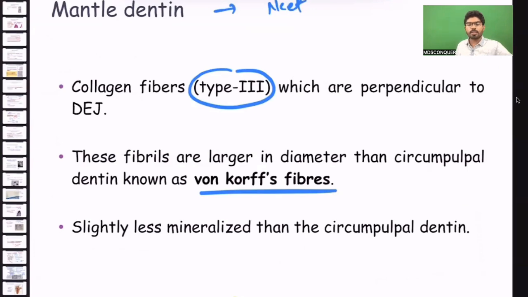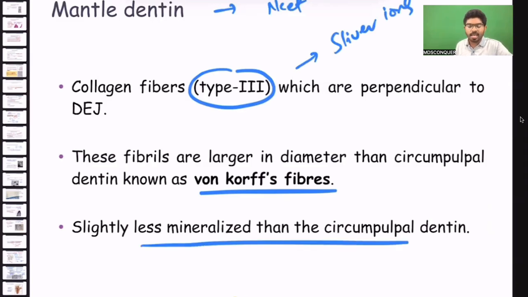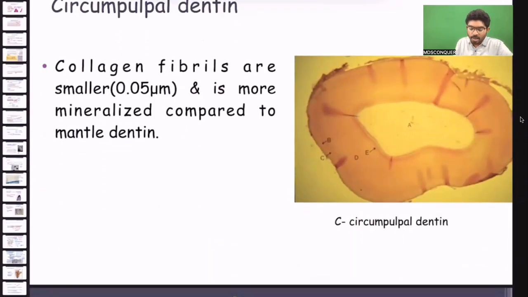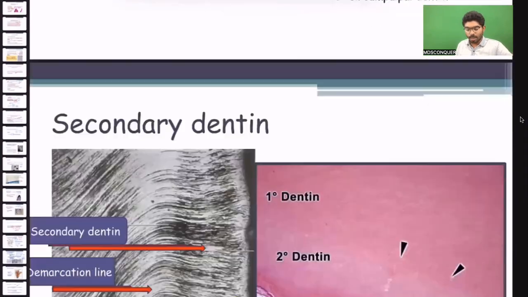And Korff fibers, they love which ion? They love not K plus. They love silver ions. Okay. And mantle dentin is slightly less mineralized than the circumpulpal dentin. The next comes circumpulpal dentin, which is more mineralized when compared to that of the mantle dentin. So these come under your primary dentin.